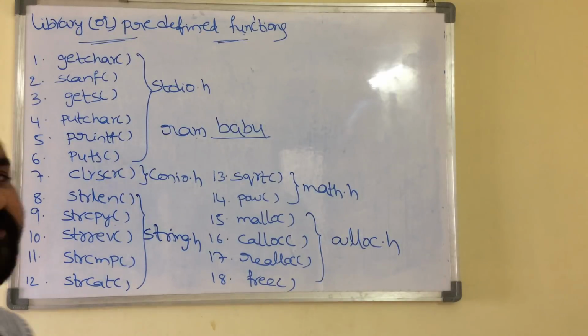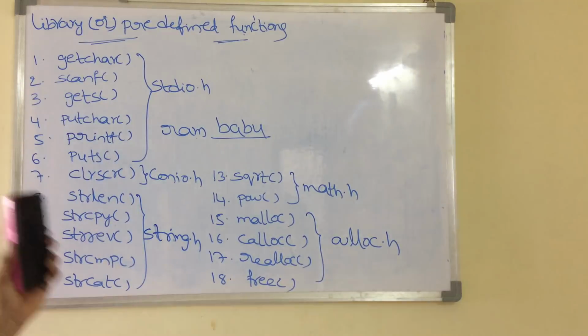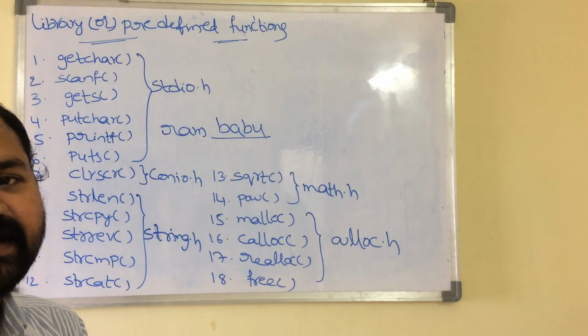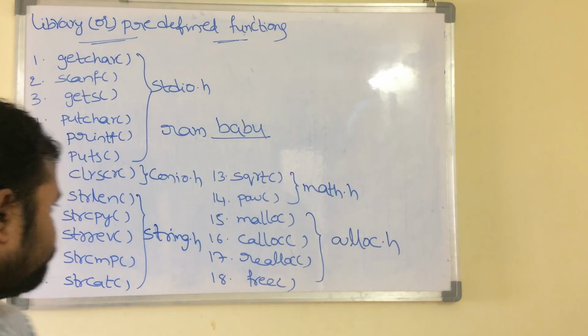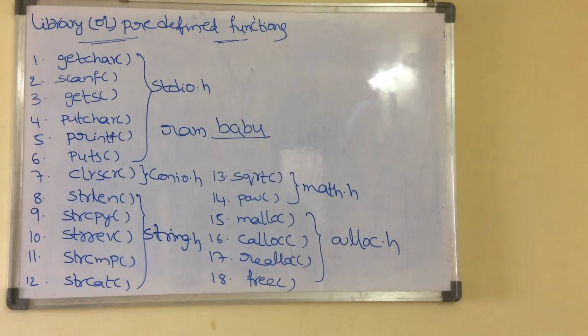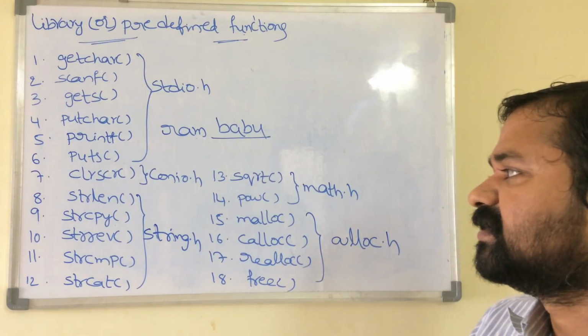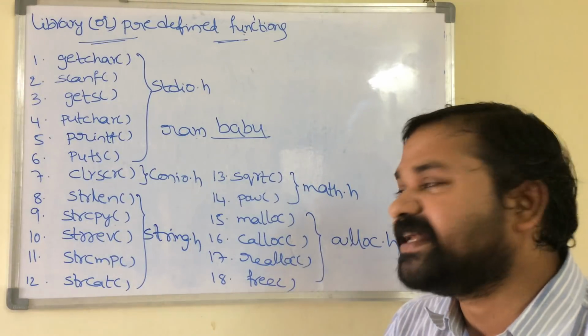And the next one is putchar function. It is useful to print a single character. Next one, printf function. It is useful to display different types of data such as characters, numbers and strings on the monitor. Next one is puts function. It is useful to display a string on the monitor. Next one, clrscr. Clrscr stands for clearing the screen. It is useful to clear the output screen.